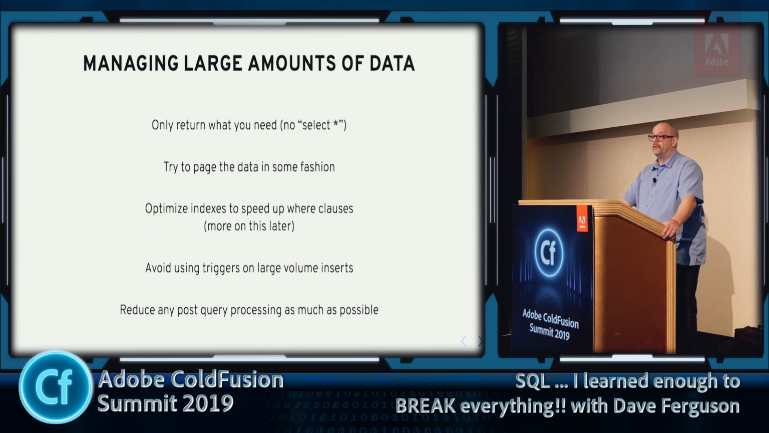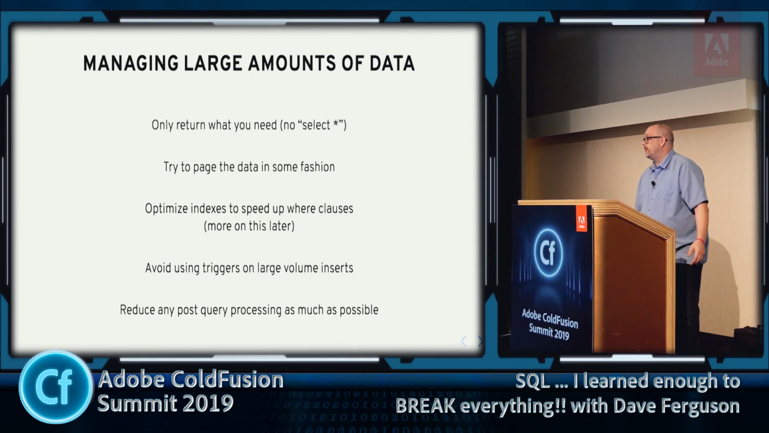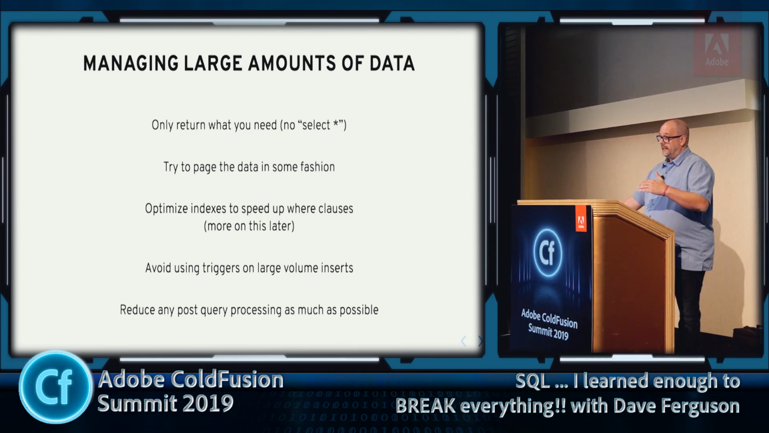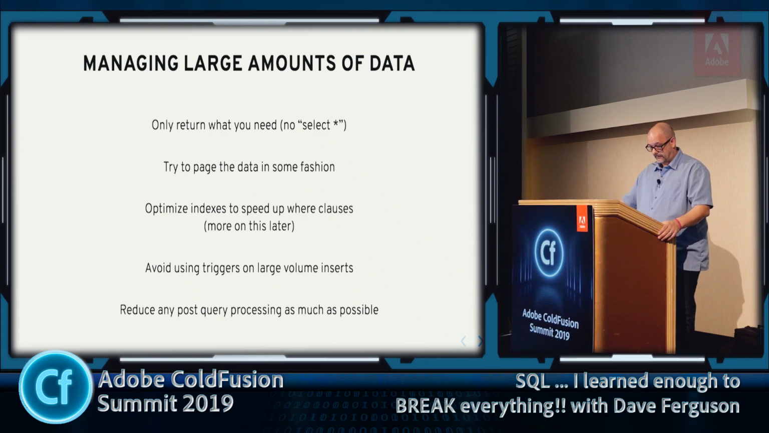Avoid using triggers when you're doing large volume inserts. If you're doing a bulk insert of 1,000 rows or more or less, depending on your database volume, disable the indexes before you do a big blast insert and then turn them back on inside a transaction so you don't mess up data, because every single trigger is going to slow everything down. So you kind of want to disable those if possible.